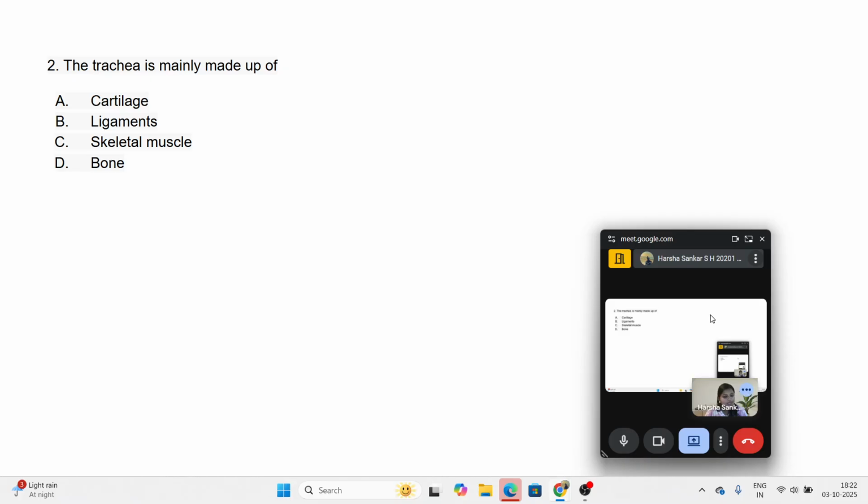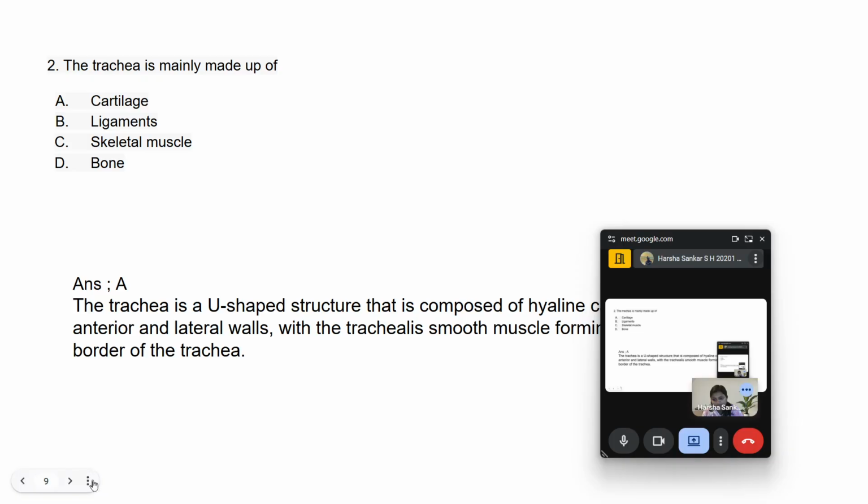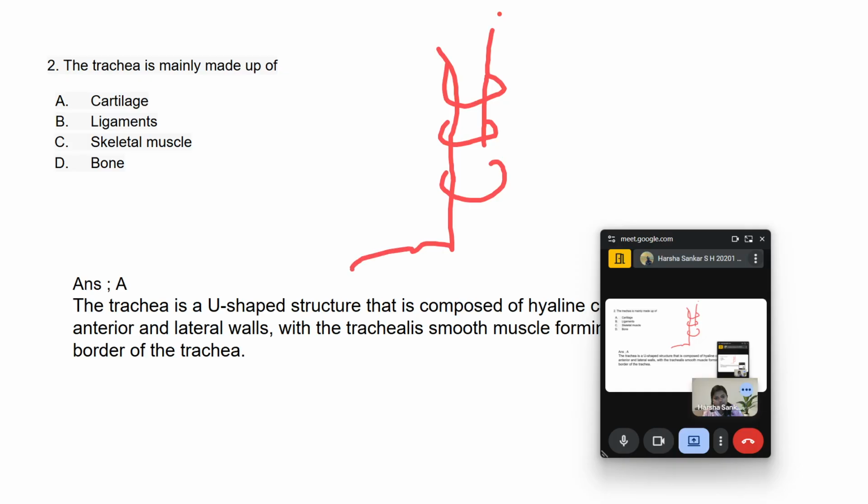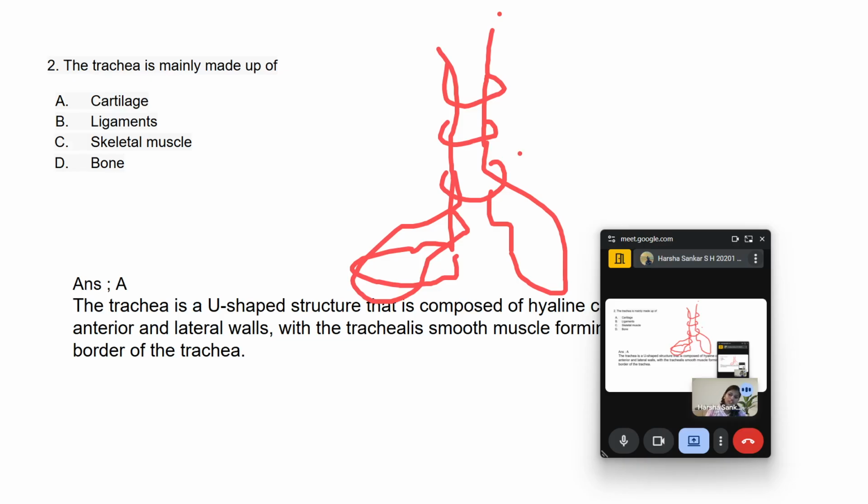So trachea is mainly made up of cartilages. You remember, right, when I drew the trachea structure? Let me open the pen. If this is the trachea, then there are structures like this, which are called C-shaped cartilage, right? This cartilage leads to my lungs, which actually come like a sac. So this is cartilage, right?